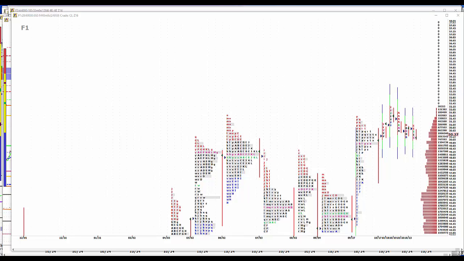Good morning. It is October the 24th, 2016, and we're going to talk about where the trading idea comes from. How do I know to be long or short? And in addition to that, from which level should I be long or short? And we're going to talk about crude oil today.